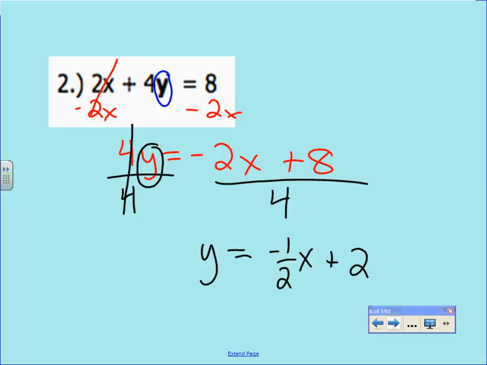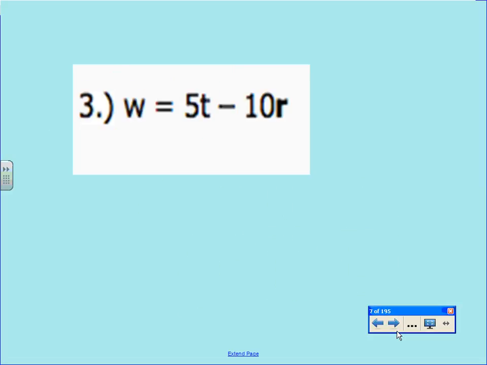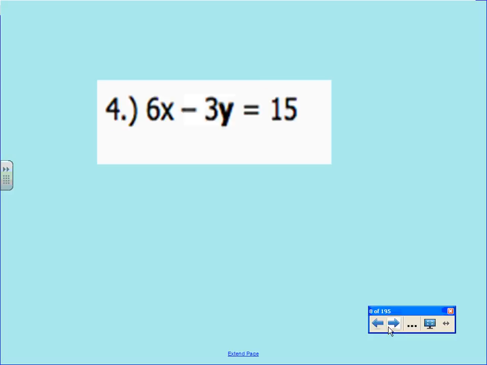Okay, so anyway, either way, here's your answer. Please make sure it's simplified completely. Questions? Okay, let's go to number 4. Okay, number 4, I want you to circle the y. So same thing we've been doing. We need to get that y by itself. Alina, what's the first step? Good job. Step 1, subtract 6x on both sides.